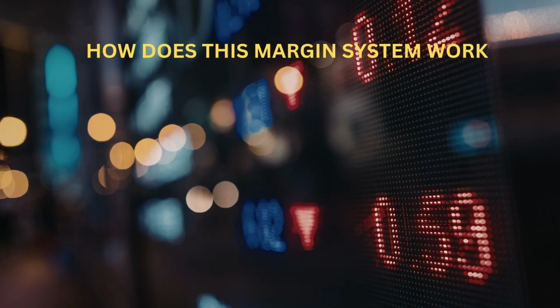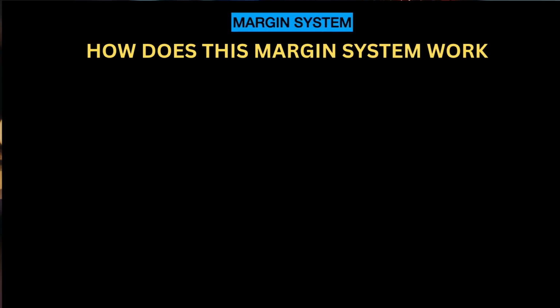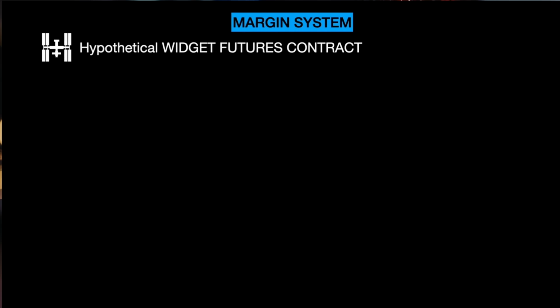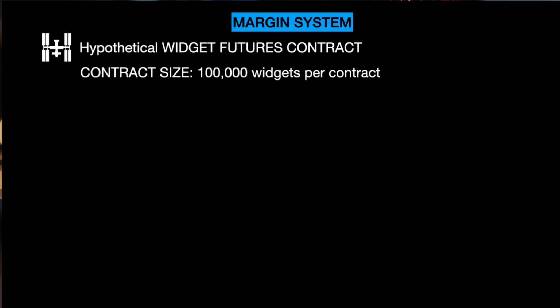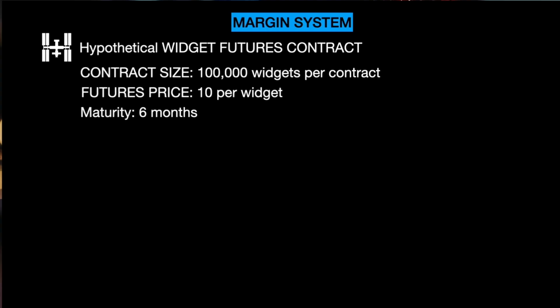How does this margin system work? First of all, there's always a standard contract size that depends on the underlying commodity or asset on which the future is based. To simplify things, let's assume a hypothetical widgets futures contract that delivers 100,000 widgets per contract, and the price is currently at $10 per widget.